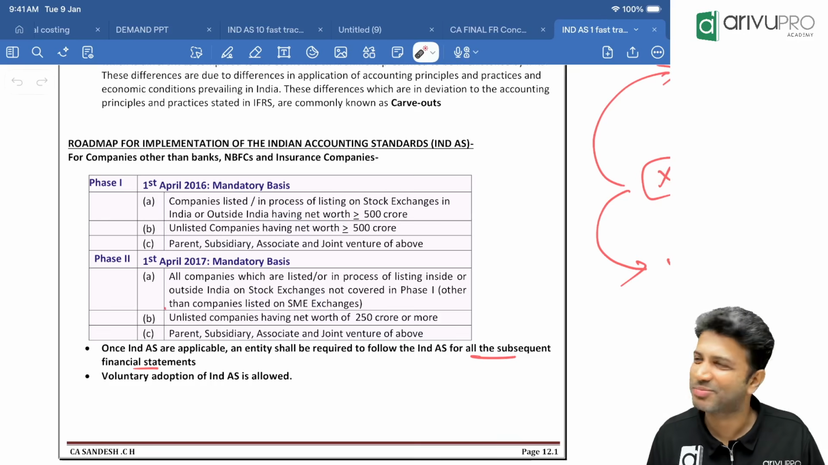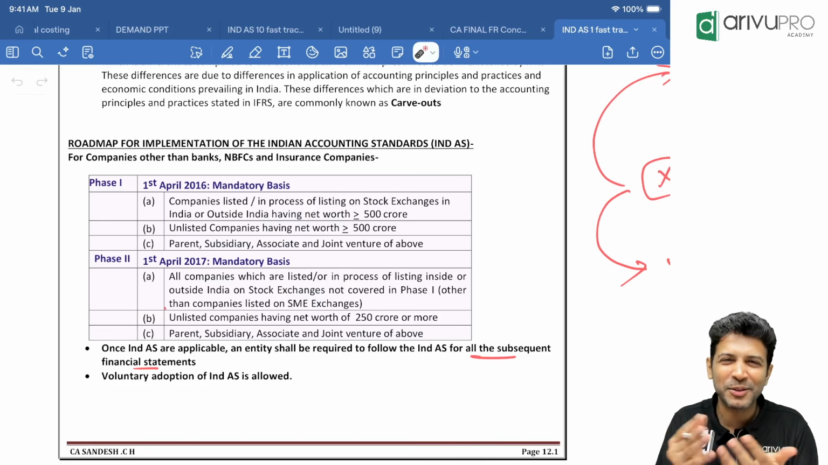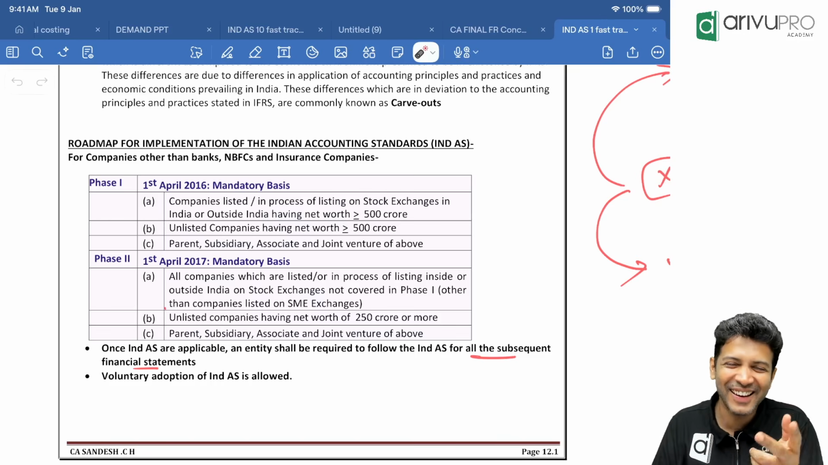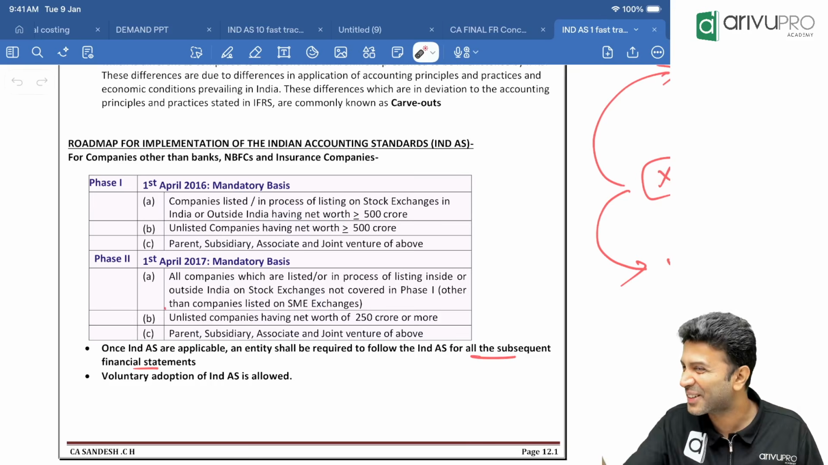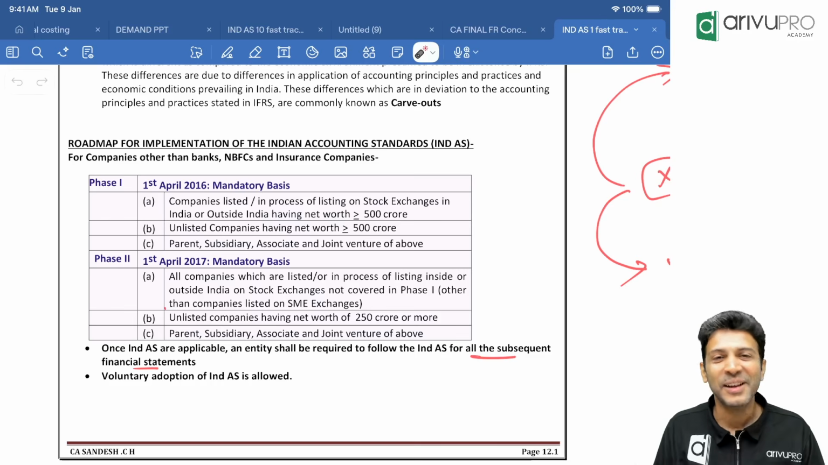Husband-wife relationship. Or maybe I think these days the husband-wife relationship is breaking. Okay, let's take it as a parents-child relationship. That's safer, no? Right?